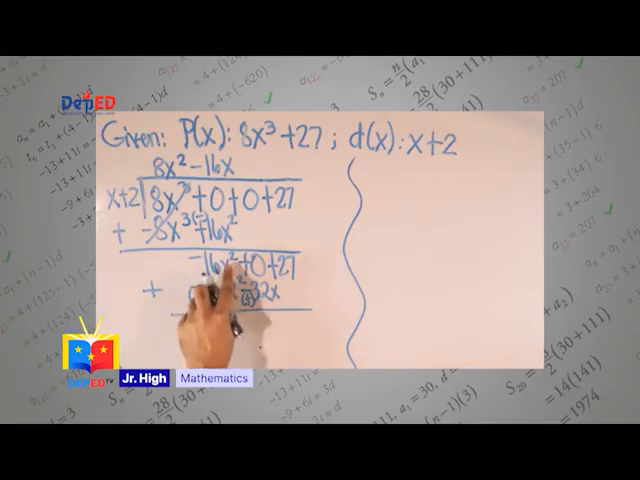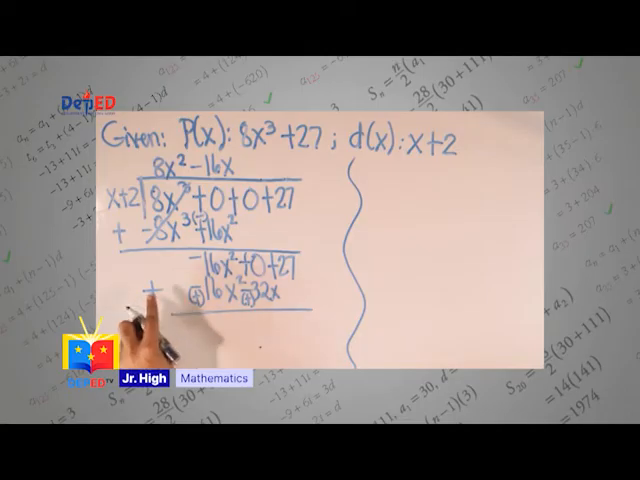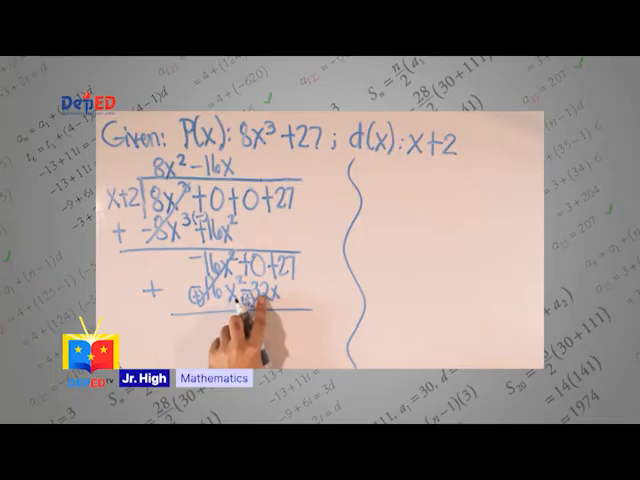Negative 16x squared plus positive 16x squared is equal to 0. So this will be canceled. 0 plus positive 32x will be equal to, that's right, positive 32x. Then bring down 27. Again, this will be our new dividend. So let's divide the first term.